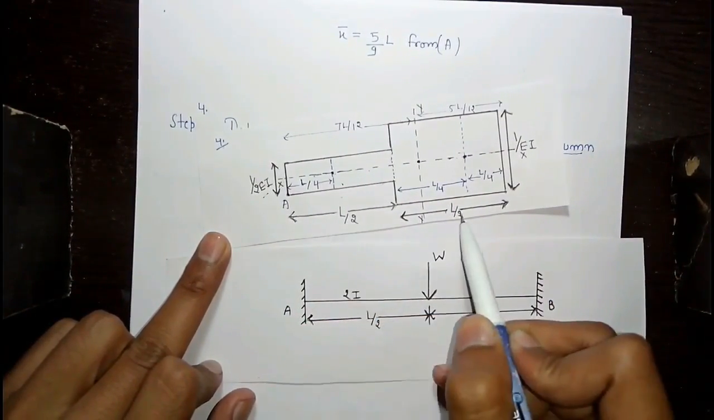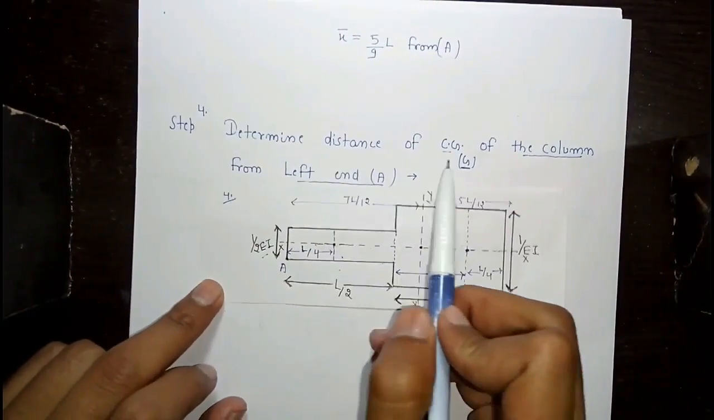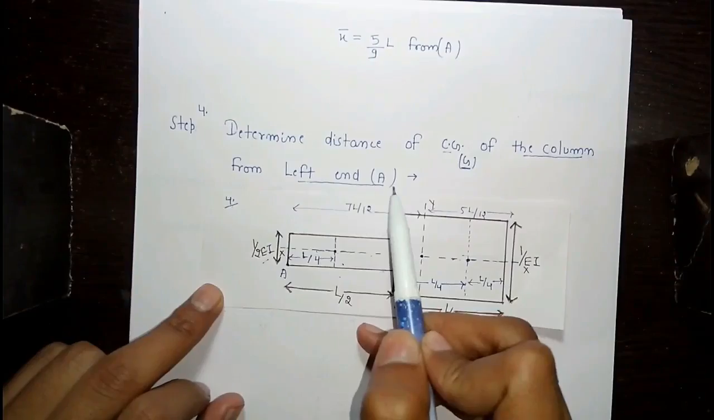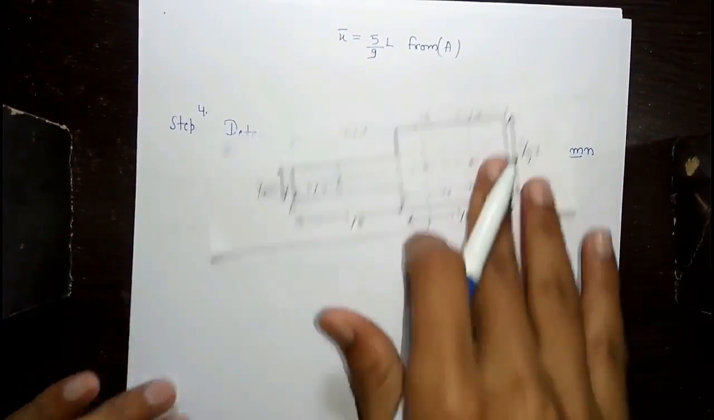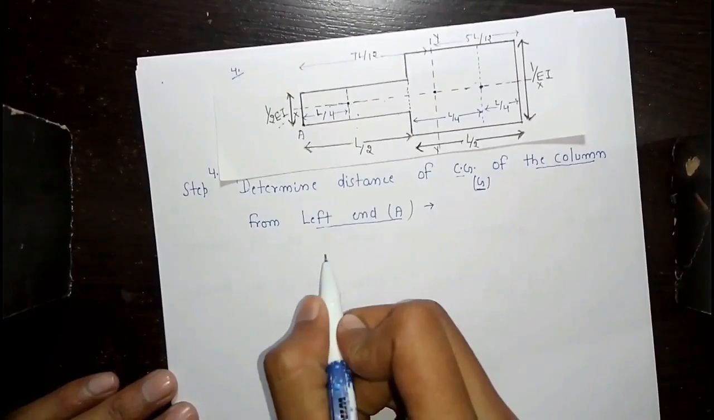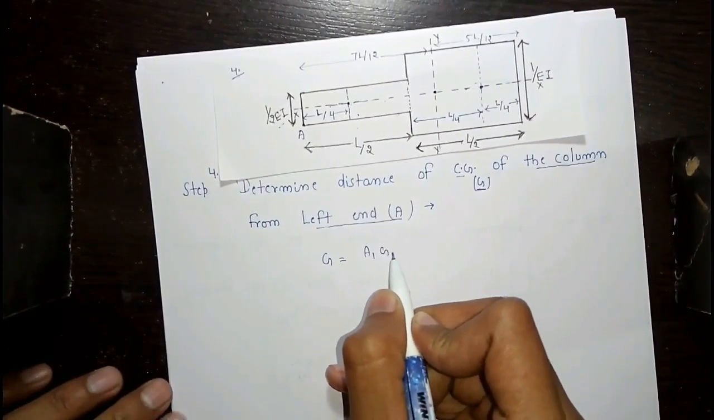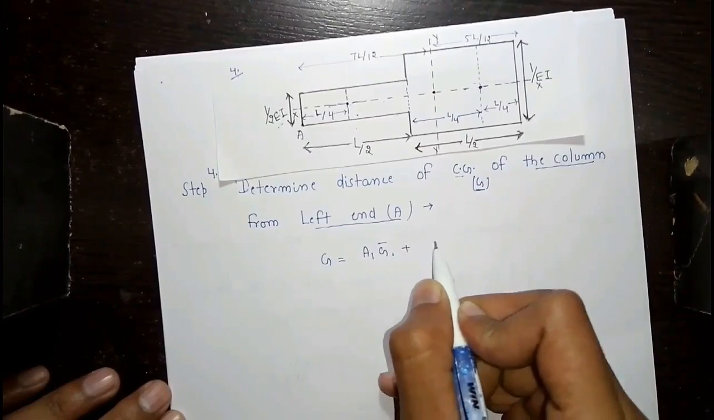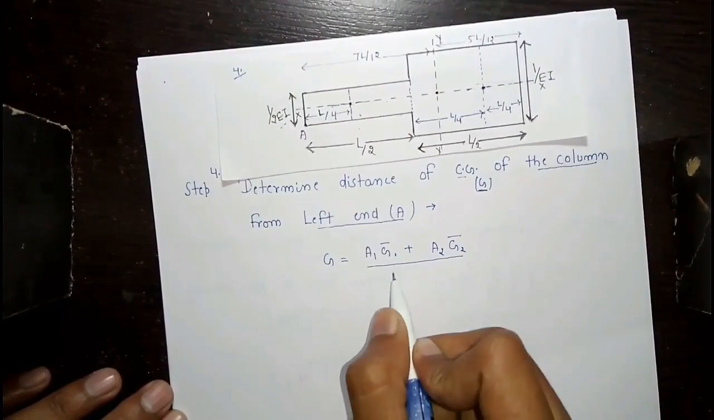Now L by 2 and again L by 2, half part. We have to determine the distance of CG of the column from left end A. So again the formula, but this time G. G is equal to A1 G1 bar plus A2 G2 bar divided by A1 plus A2.